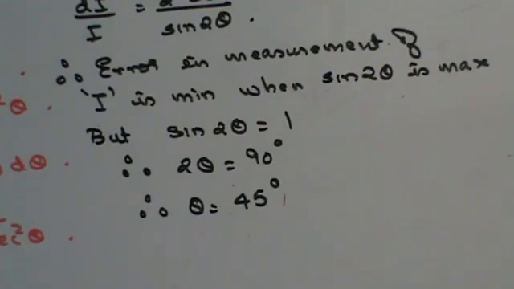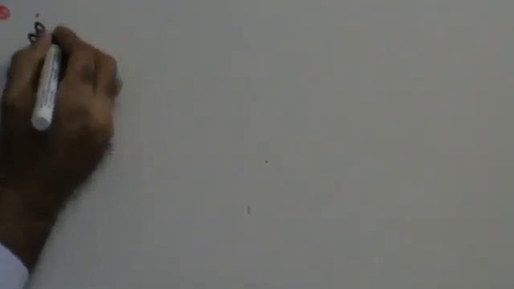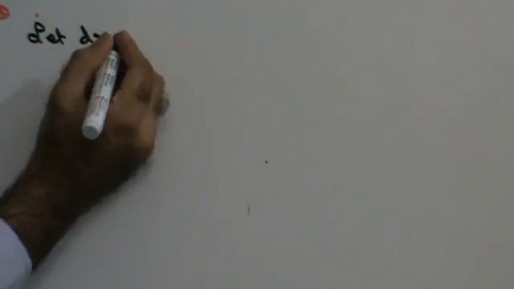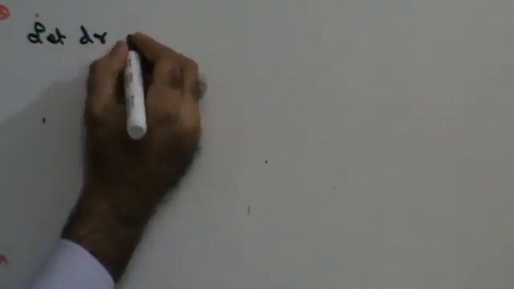So here we've seen how we can get very accurate measurement by changing the current. Now let's also find out that there is an error. Let us assume that dr is the error in the measurement of radius.